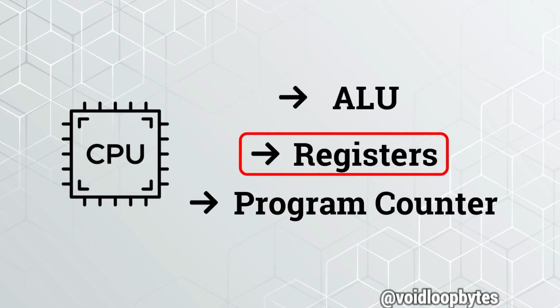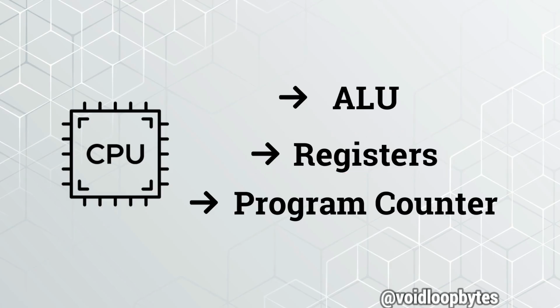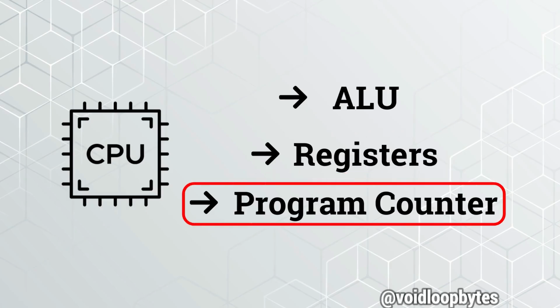These are tiny, ultra-fast memory locations inside the CPU that temporarily store data and instructions while they are being processed. Since they are built into the CPU, they are much faster than RAM. Finally, there is the program counter, or PC. It always stores the address of the next instruction to execute. After each instruction finishes, the program counter automatically updates to point to the next one.